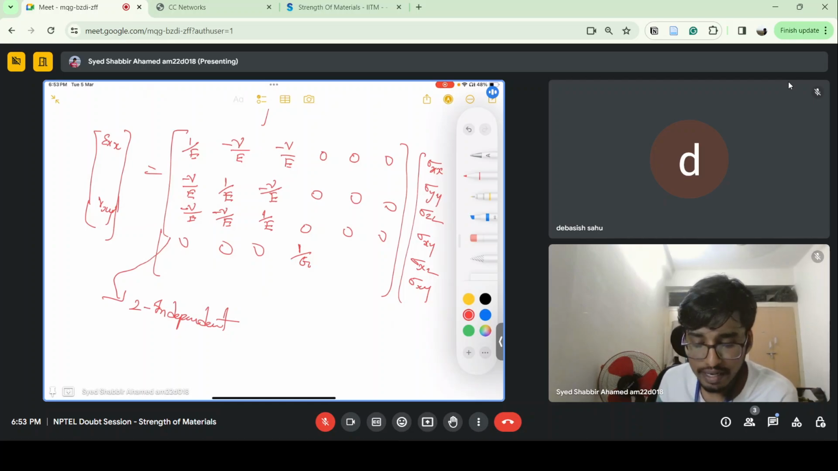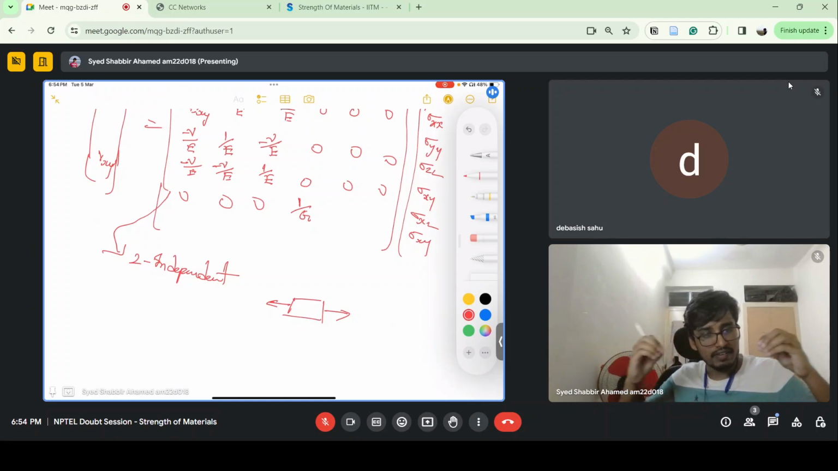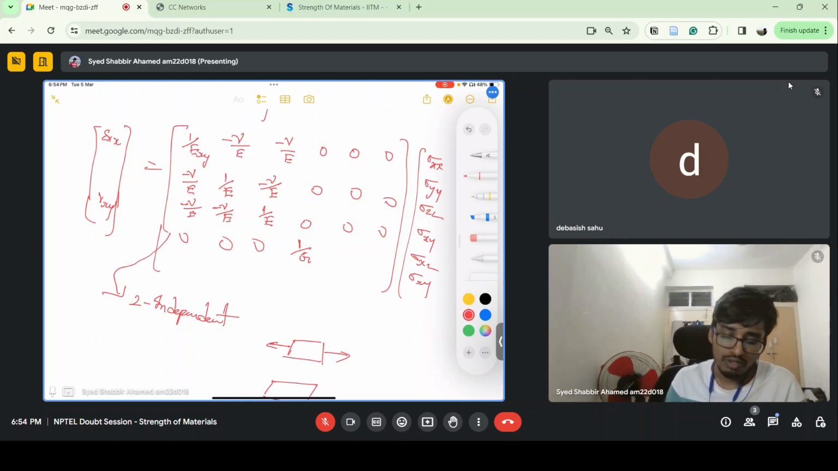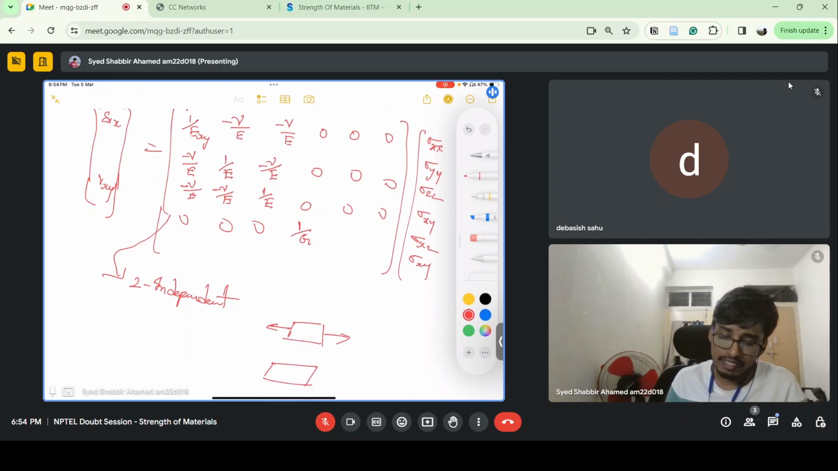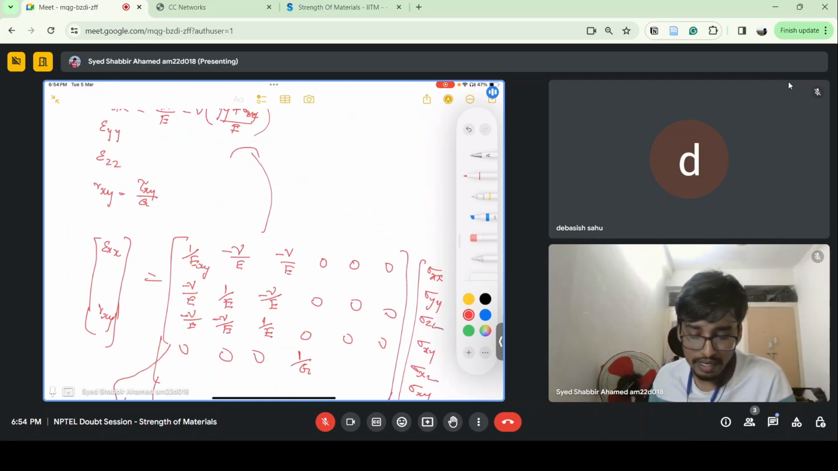But if you go to an anisotropic material, you will have xy, yz and different things, and this also will be populated. So this will not be zero. For an isotropic material, if you apply tensile stress, there will be only tensile strains developing. But for an anisotropic material, if you apply tensile stress, shear strain is also developed. So all these things will not be zero. Then you will get 21 elastic constants for an anisotropic material.